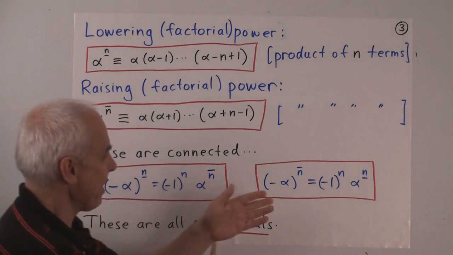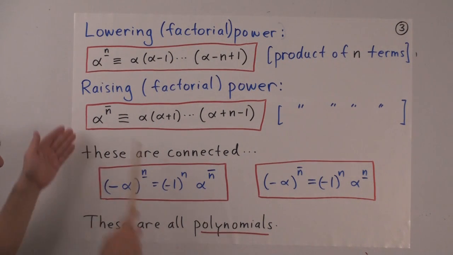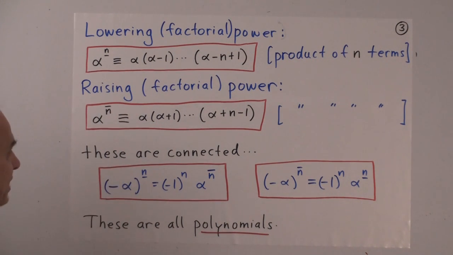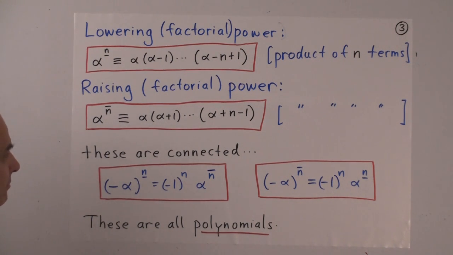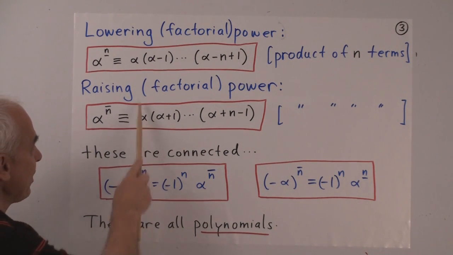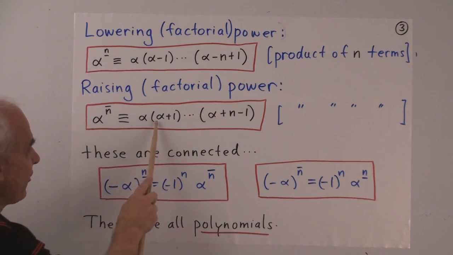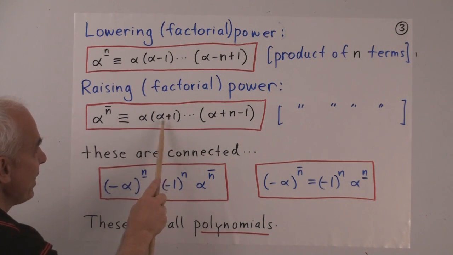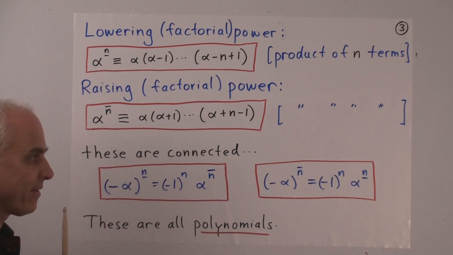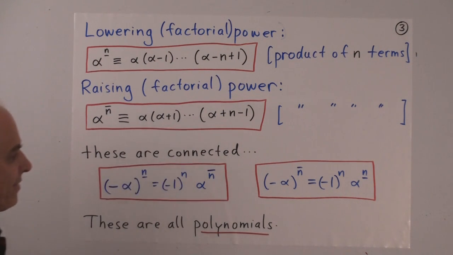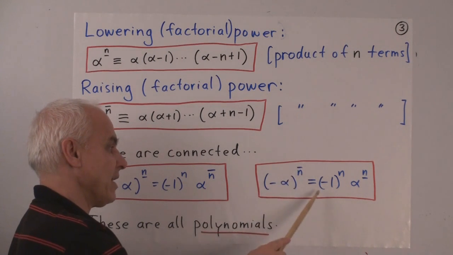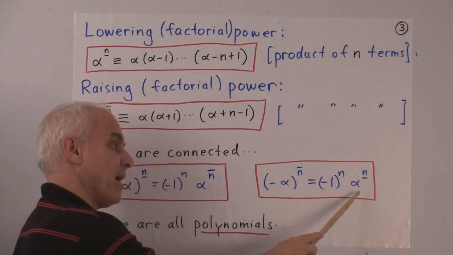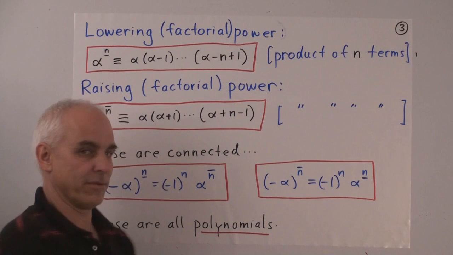And it works completely symmetrically. If in alpha to the n raising we replace alpha with minus alpha, then this becomes the negative of that. This minus alpha plus 1 here is exactly the negative of this one, and so on. So exactly the same relation holds, that minus alpha to the n raising is minus 1 to the n times alpha to the n lowering.